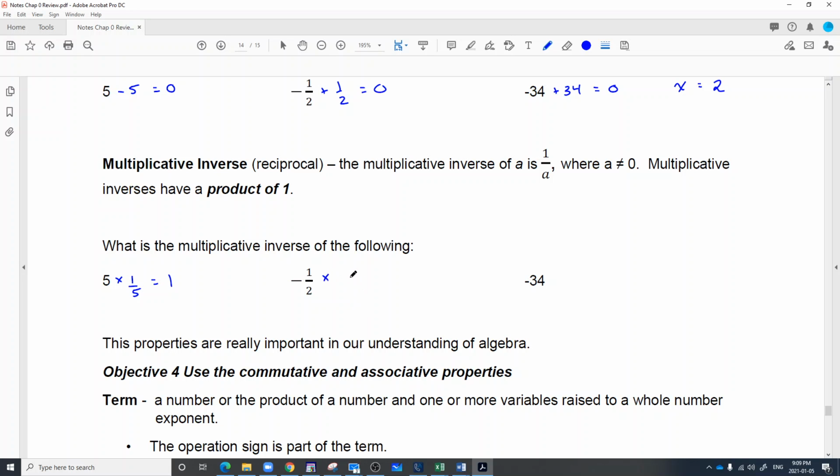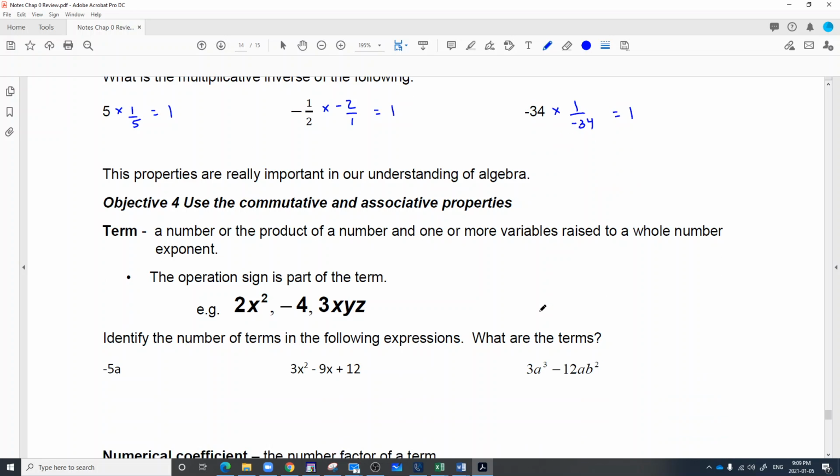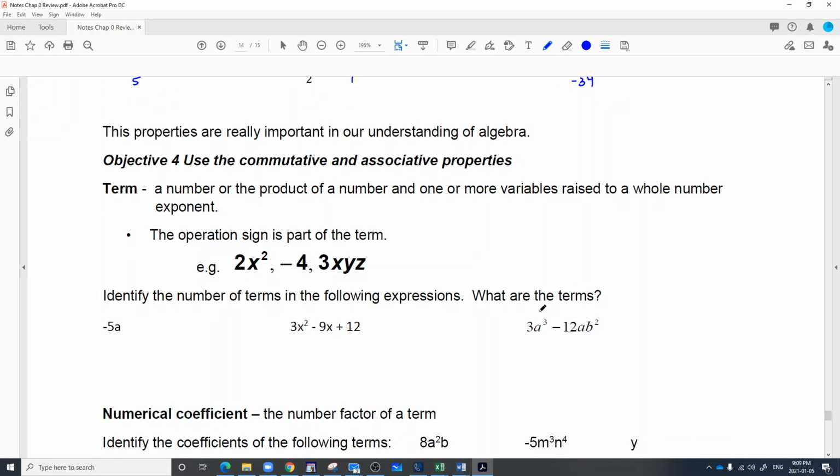The multiplicative inverse of dividing by -2 would be multiplying by -2, right? -2 divided by -2 is 1. The multiplicative inverse of -34 would be dividing by -34, or multiplying by 1 over -34, because that would give you 1. So the last two properties, I know this is a lot, I'll summarize it at the end, are the commutative and the associative properties. What that means is that you are allowed to change orders or put brackets into expressions and not change their value. So before we get there, a little bit more terminology.